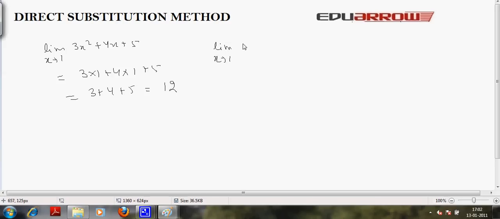Direct substitution method cannot be applied where we lack some condition or where an indeterminate form is made. That is, suppose a function like this: 3 by x and x tends to 0. If we apply the limit directly, then we will get the answer infinity. So the direct substitution method is not applied over a function where the limit assumes an indeterminate form.